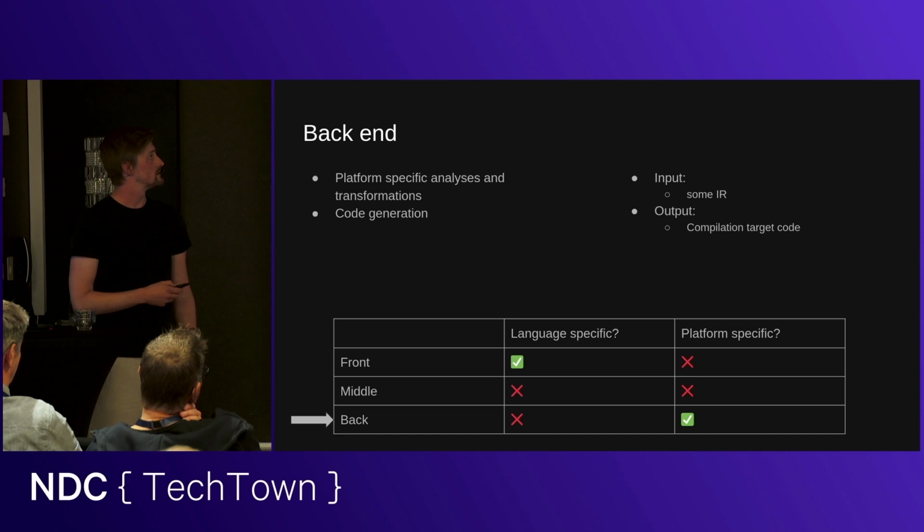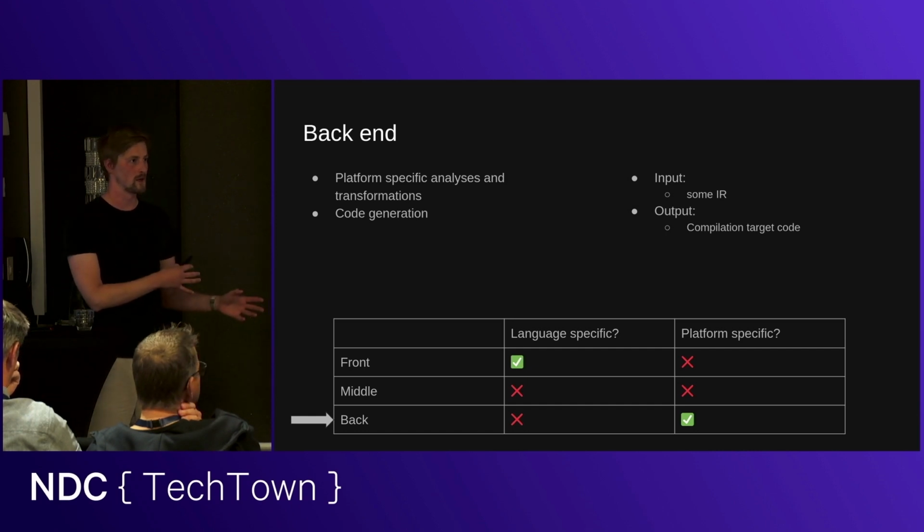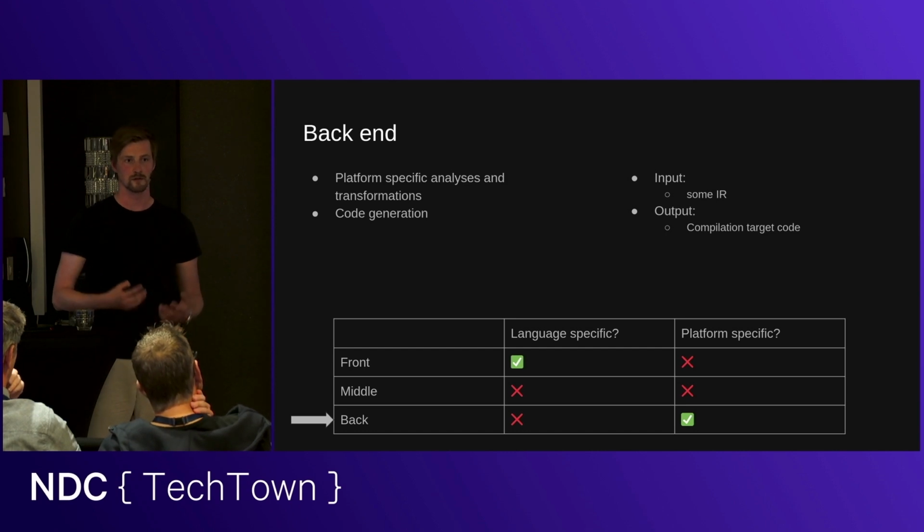So in the back end, we are doing everything platform specific, right? So if there are any platform specific optimizations we can do based on whatever platform we're targeting, we want to do them here. If there's no such thing, we can just move on to code generation, which of course is platform specific by nature.